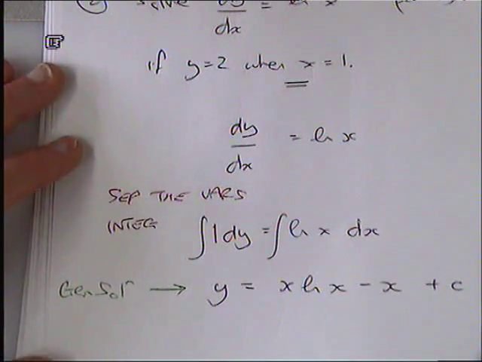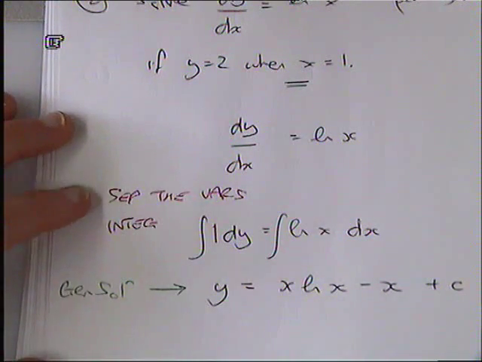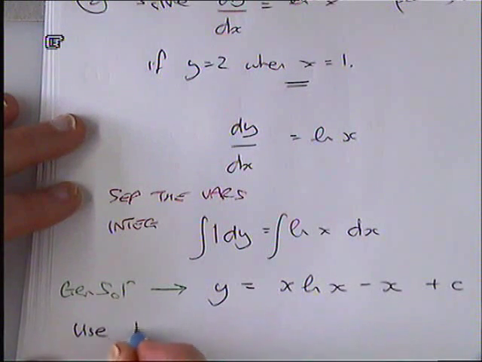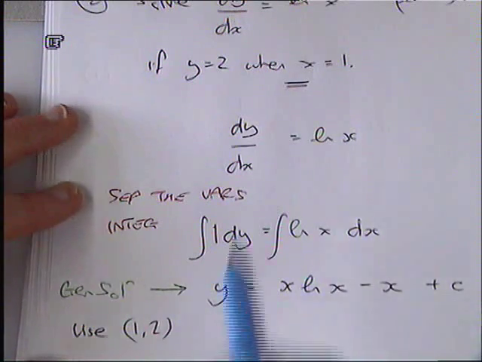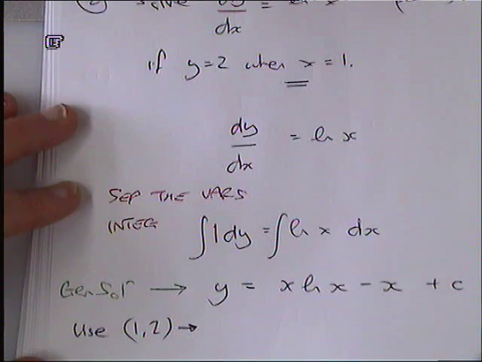I've got rid of the dy dx's. It's got a plus c in it, so that's my general solution. So I need to move to my specific solution. I was told this thing over here, so I'm going to use the coordinate point 1, 2. When y is 2, x is 1. And just substitute that in.